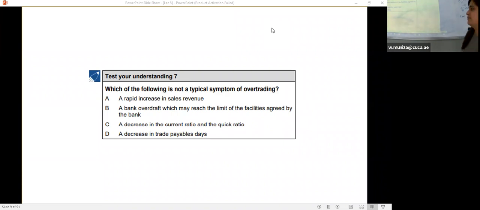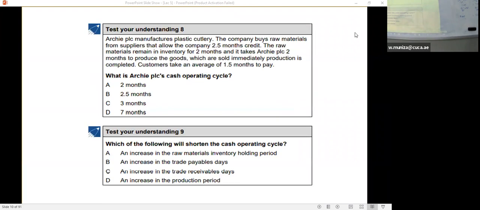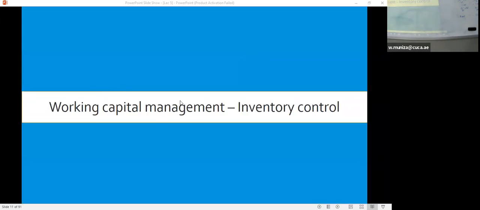A decrease in trade payables days, this is not a symptom of overtrading. When the trade payables days are decreasing, actually the company is working on liquidity, when the company is trying to pay its debts in lesser time periods. So this is not a symptom of overtrading, this is a symptom of liquidity. Okay, students, last two questions you can try from your homes. Every time there are some questions which we leave for homework.